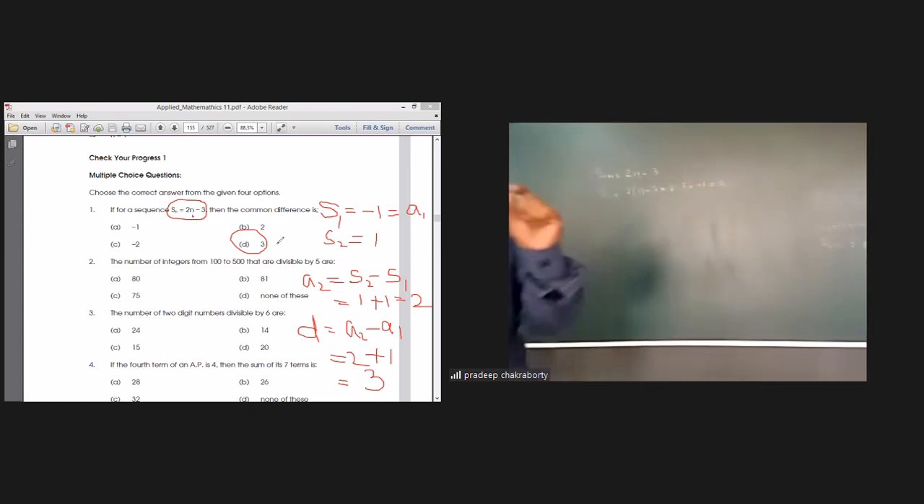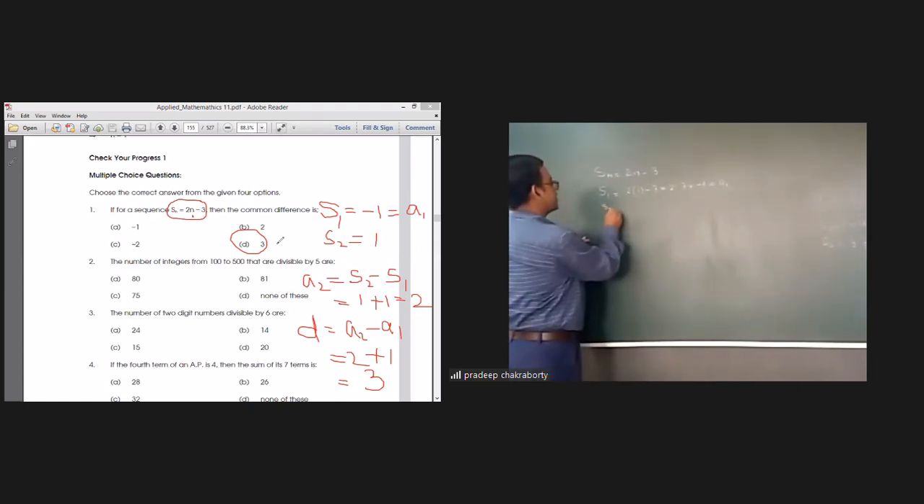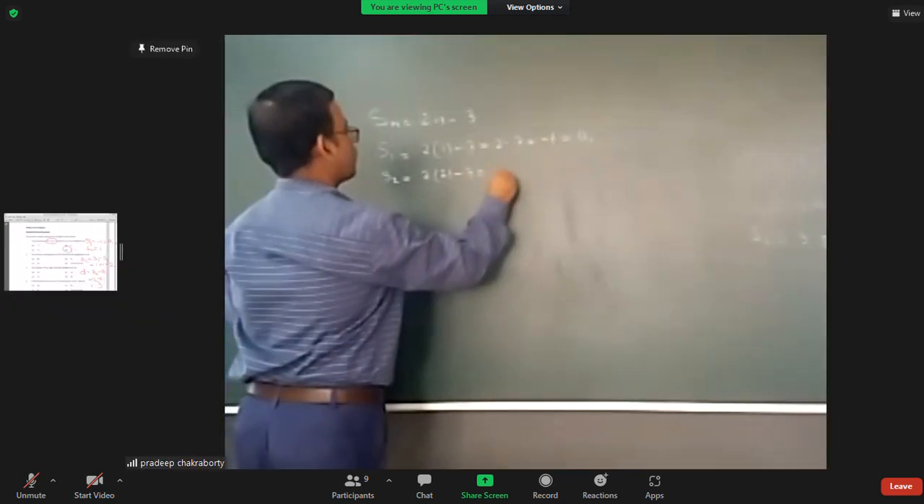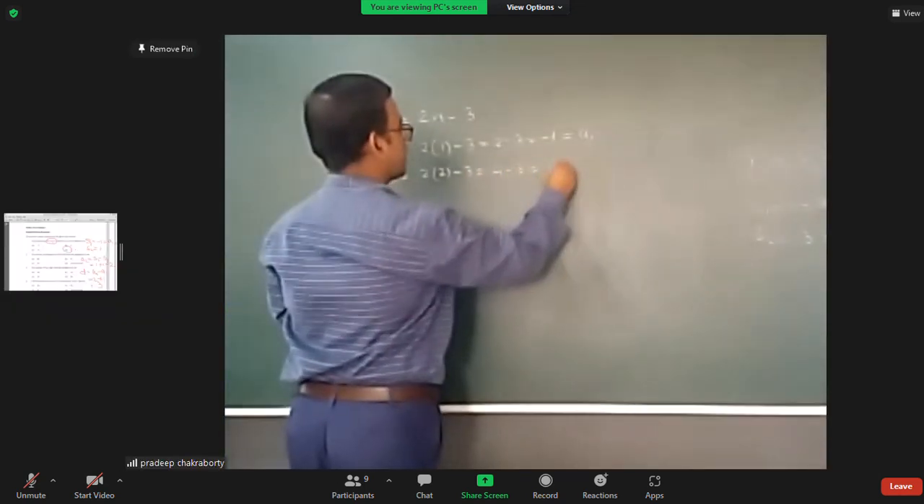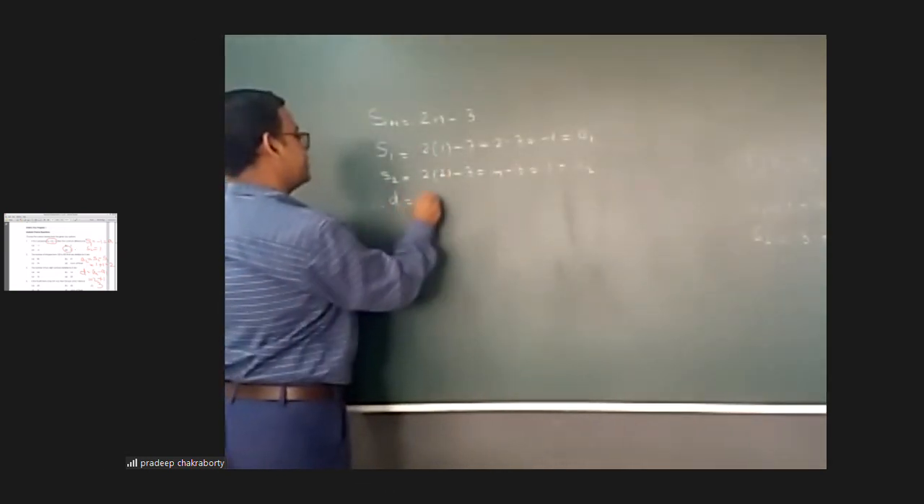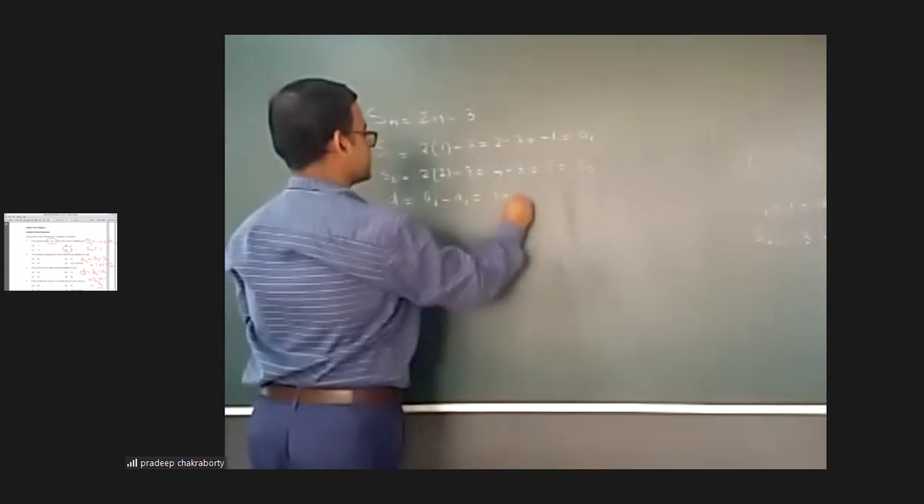The sum up to 2 terms is 3. Here you see in this AP given example, it is 3, but A2 is not 3. So we need to find A2. First to find S2. So it is 2, 2 minus 3, 4 minus 3, that is 1, that is our A2. Therefore, we can find B. B is A2 minus A1. So it is 1 minus 1.